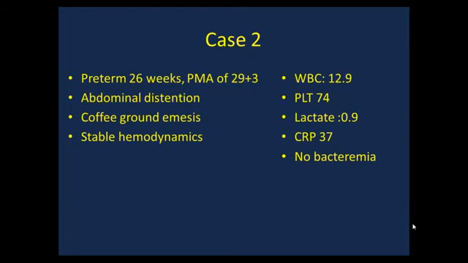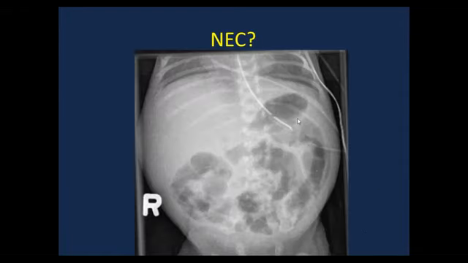Case number 2, preterm 26 weeks, post-menstrual age of 29 plus 3, presented with abdominal distension, coffee ground emesis, stable hemodynamics, WBC count of 12.9, platelet count of 74, lactate of 0.9, CRP of 37, and no bacteremia. This is the X-ray which was reported by the radiologist as no specific sign of NEC, no pneumatosis, no perforation.